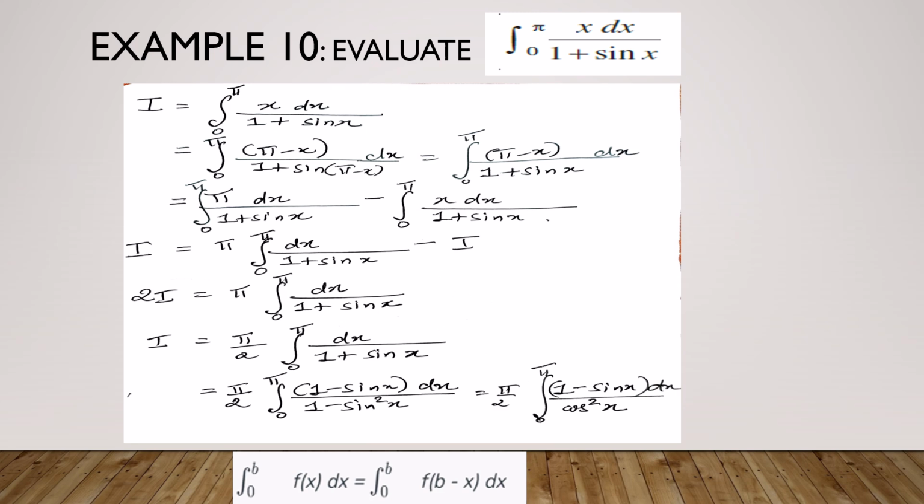So bring it on the left hand side, you get 2I is equal to pi into integral dx upon 1 plus sin x. So now our integral I which we need to integrate is pi by 2 integral 0 to pi dx upon 1 plus sin x. Okay. Now over here next thing is you multiply by the conjugate. 1 plus sin x, multiply numerator and denominator by 1 minus sin x. So numerator will become 1 minus sin x, denominator 1 square minus sin square. So that is cos square x. So now it is pi by 2 integral 0 to pi 1 minus sin x upon cos square x dx.